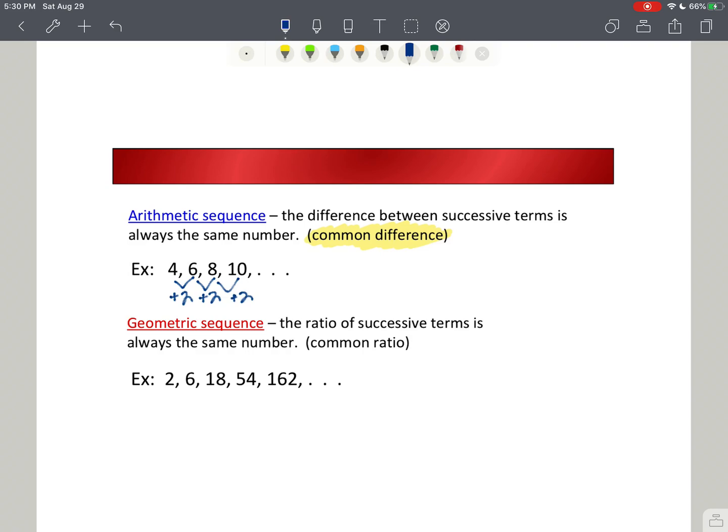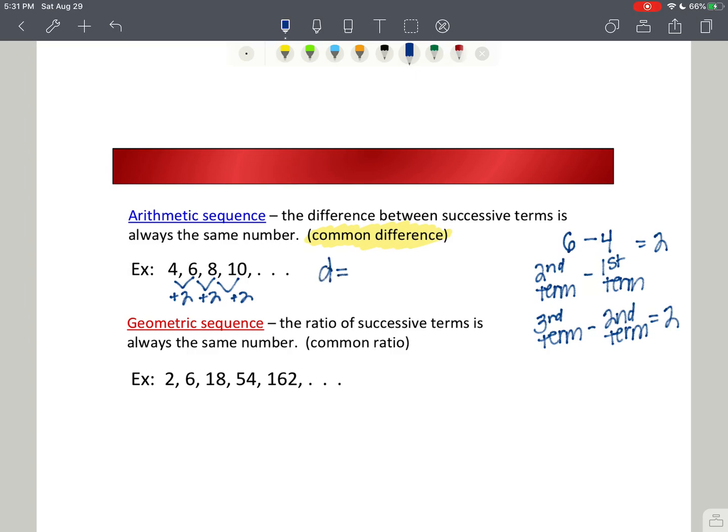Now, it's pretty easy to see that you can add 2 to get from one term to the next. However, when it's not easy to determine what that common difference is, you take the second term minus the first term. And that gives you your common difference of 2. You can also take the third term minus the second term. So you can pick any term. If you already know that it's an arithmetic sequence, you can take any term and subtract the previous term, and that will give you your common difference. In this case, it is 2, and that common difference is signified by D for difference.